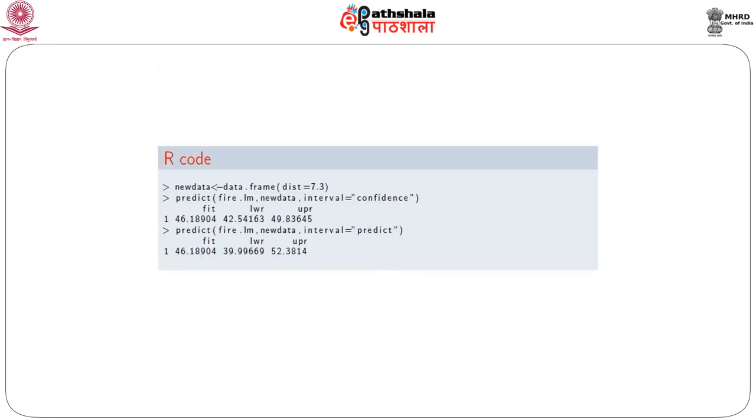Now, in order to extrapolate the value of y, in this case what we have done is we have created a new data frame where we insert the value of distance equals 7.3, and we wish to know what the value of y would be when distance equals 7.3. So, using the predict function in R on our lm object fire.lm, I have here obtained the confidence interval for fit, and we have obtained the prediction interval for this fit, and the outputs are given in R.